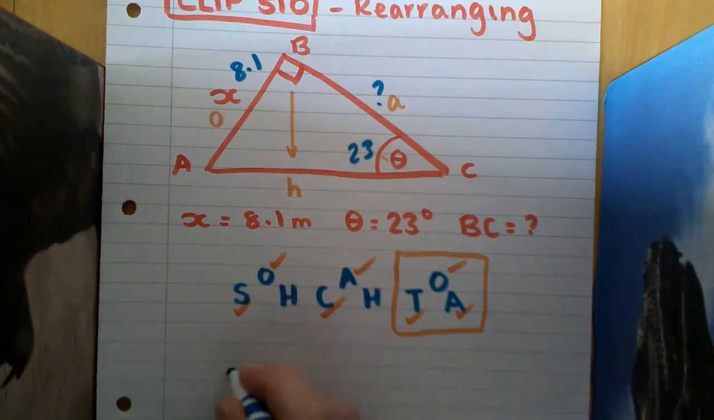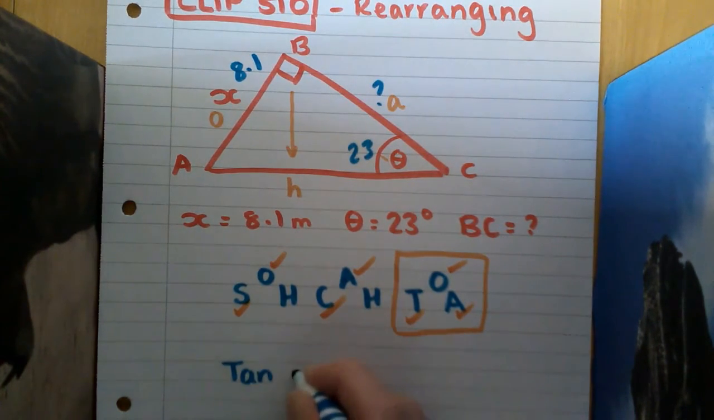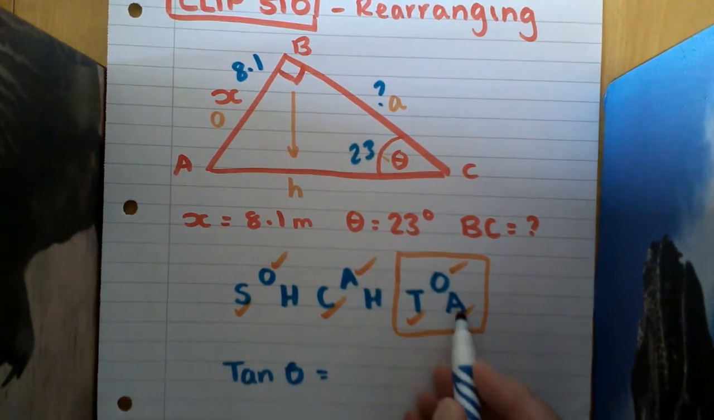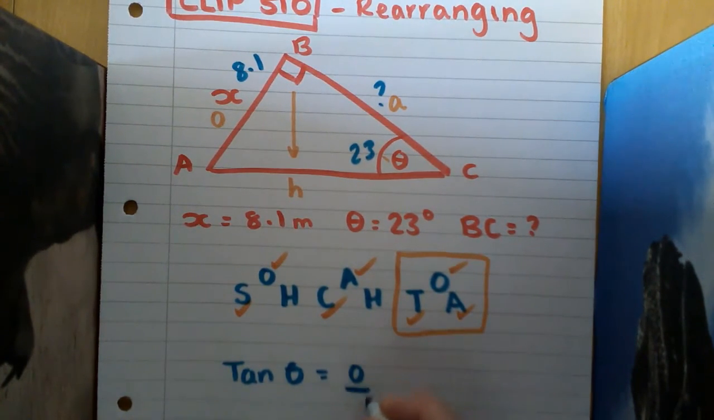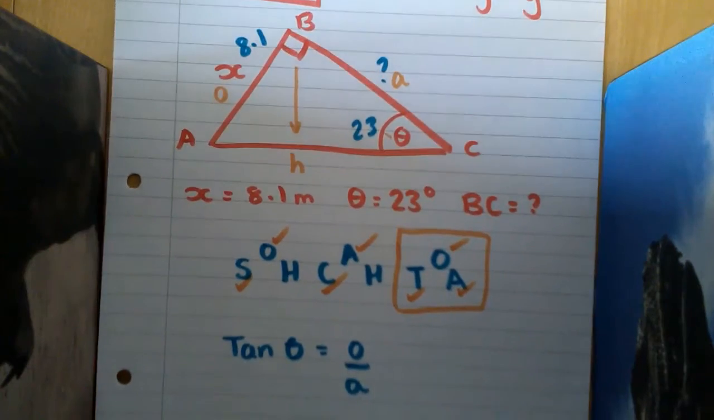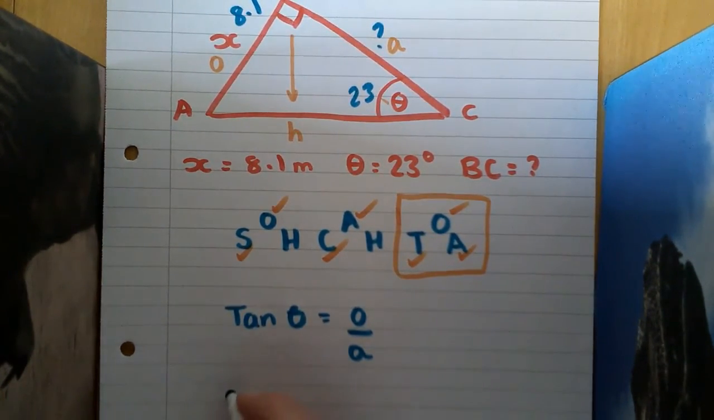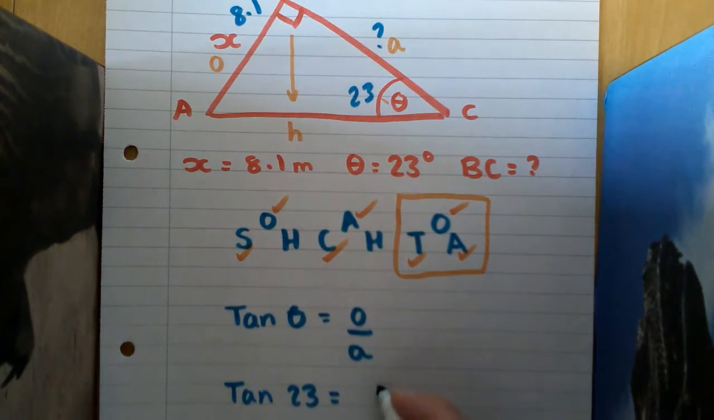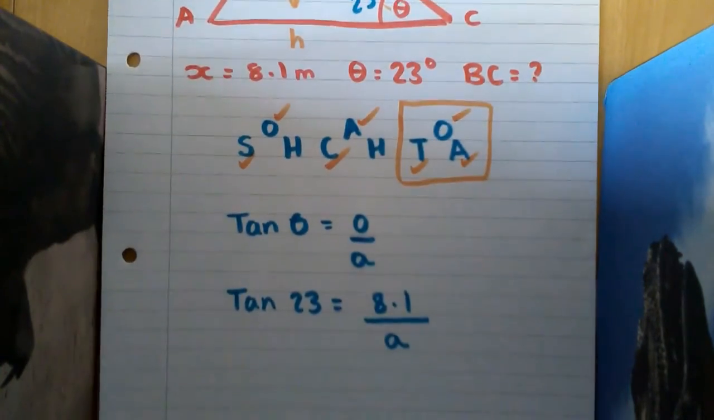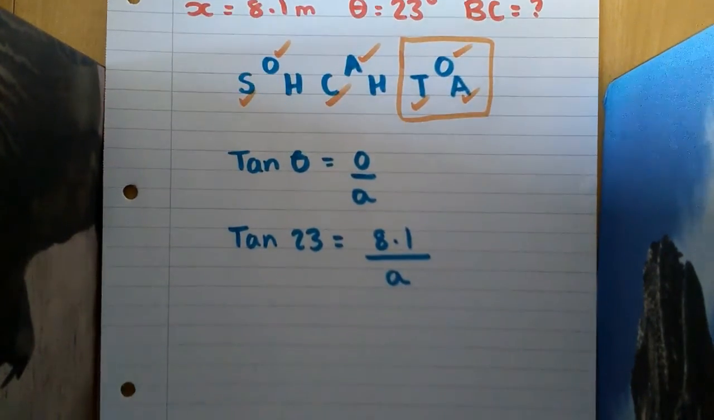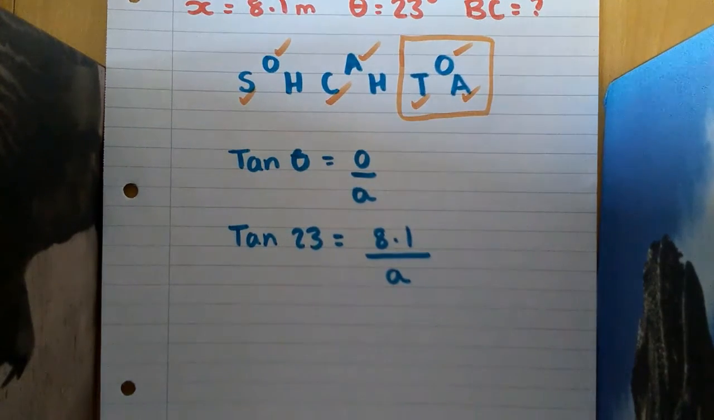So let's write out the formula again. So tan theta is equal to the opposite over the adjacent, O over A. So let's substitute those values in. So I know that tan 23 is equal to 8.1 divided by the adjacent.